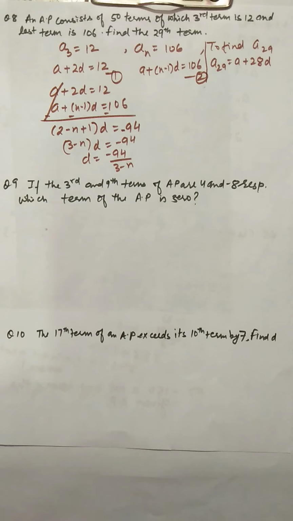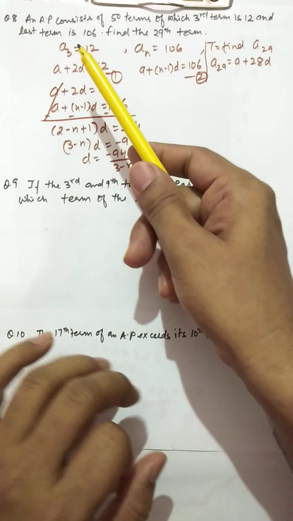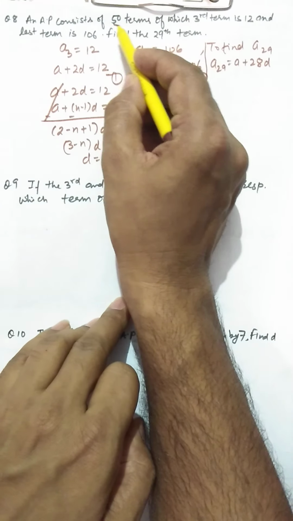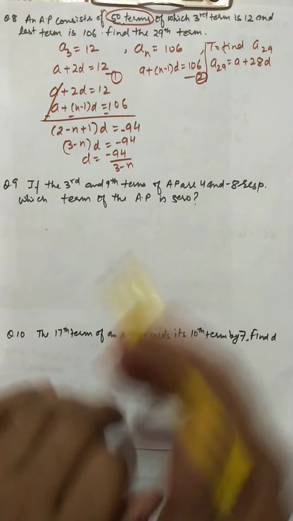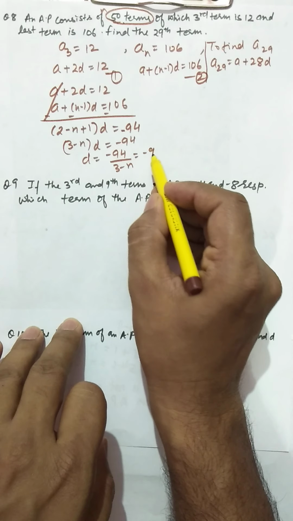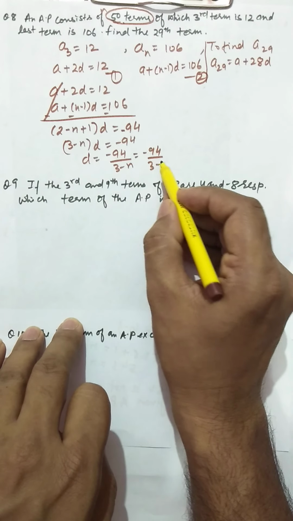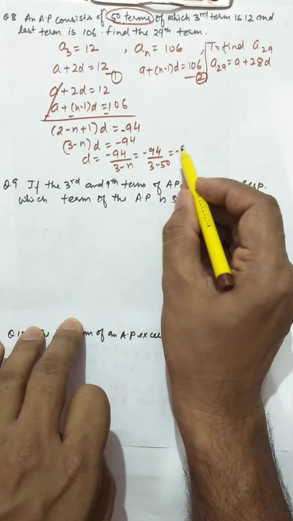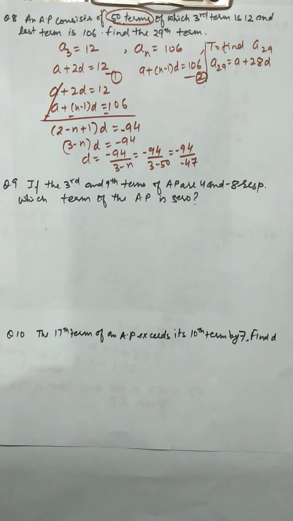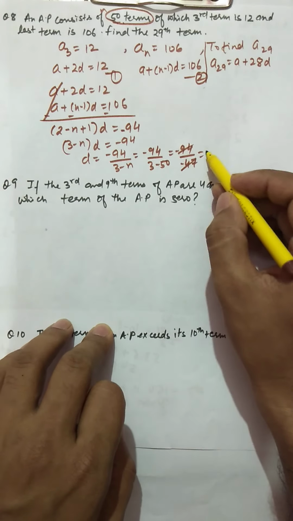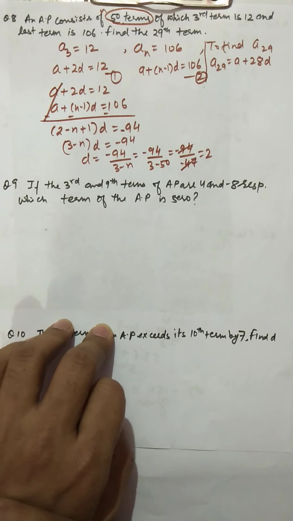Simply you have to find the value of a now. But in this question it's given to us the AP consists of 50 terms. It means this 50 terms, this means your n. So n is 50. Now you can put this value here. This is minus 94 and this is 3 minus 50. So this is going to be minus 94 upon minus 47. So you know that minus 47 and this is 87. So dividing it completely, this is going to be 2. So you have got the value of d as 2.